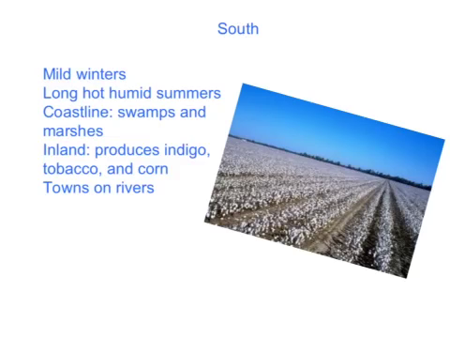The geography in the South had mild winters with long and hot, humid summers. The coastline was swamps and marshes, which were good for growing rice and sugarcane. Inland, they grew indigo, tobacco, and corn, and towns were normally built on rivers.